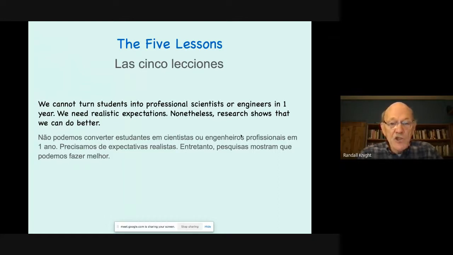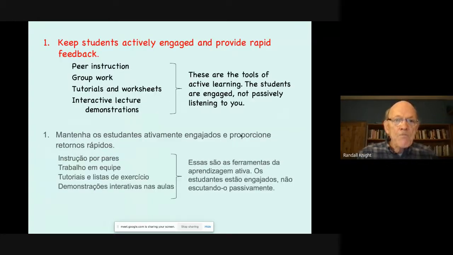These are beginning students in our classes. Even, yes, if they studied it in high school a little bit, they're still beginning students at the university. And we're not going to, with 1 year of instruction, turn them into experts. They're not going to be professional scientists or engineers after 1 year. So we can definitely help them. We can move them along in the process, but don't be unrealistic in thinking that they're going to be experts after a mere year of physics instruction.